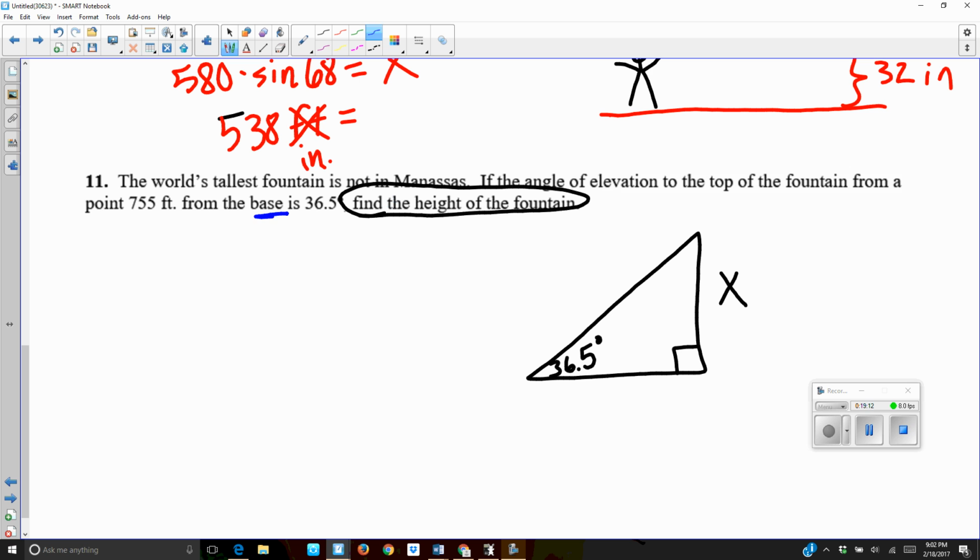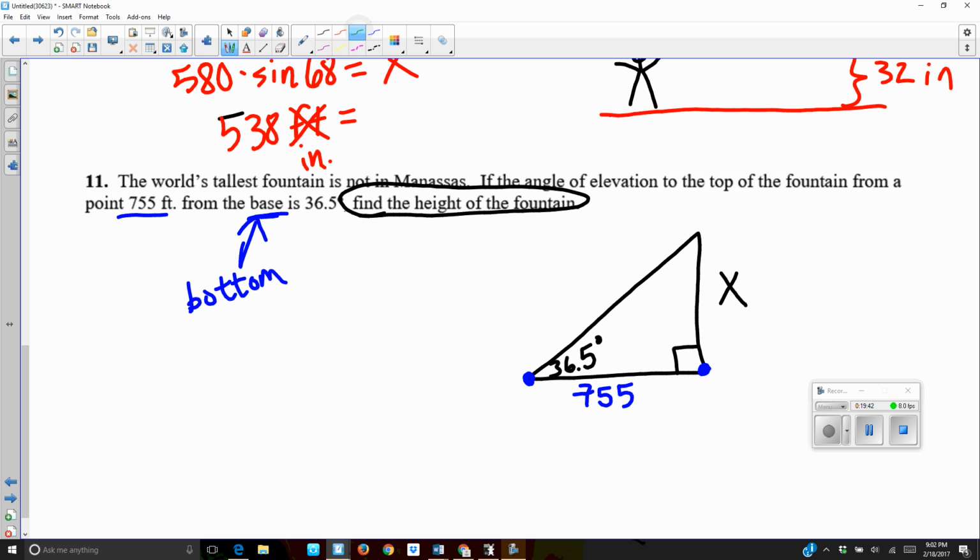The word base really just means the bottom of an object. So a lot of times when we see that word base, we're talking about the bottom side of the triangle. So 755 is going to go to the bottom side of the triangle. That's the distance from the base of the fountain to this point where the angle of elevation starts.